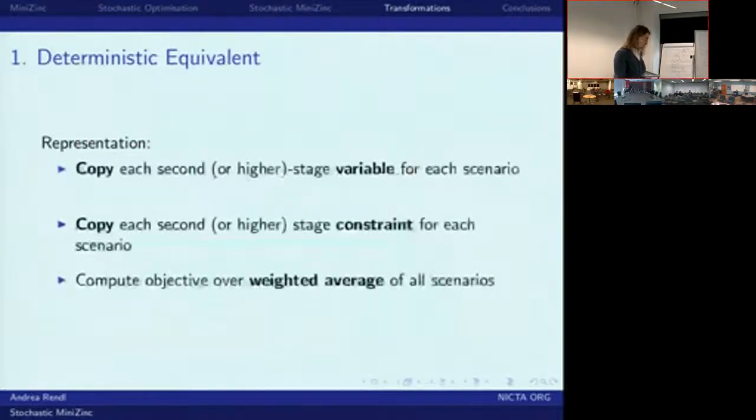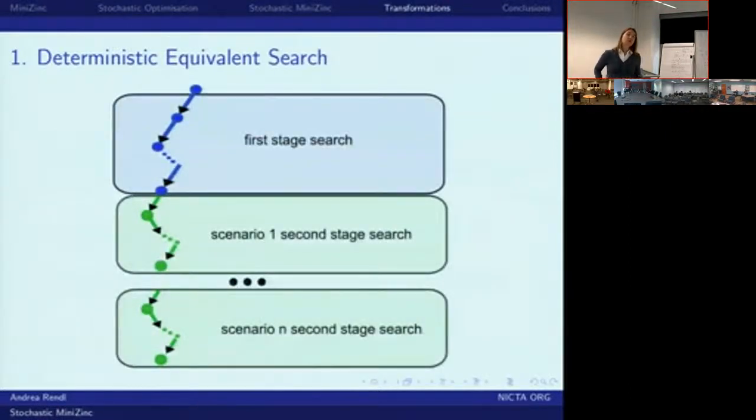So let's go to the first solving technique to solve stochastic problems. The idea is to copy every second stage variable and each second stage constraint over the number of scenarios. So here's an illustration of what this would actually mean on search. We first search on the first stage variables, and then we have a variable and a constraint for each of the scenarios. So we're basically first searching on scenario 1, scenario 2, and so on until scenario n. So this problem is really exploding more or less, because all second stage variables and constraints are going to be multiplied by the number of scenarios.